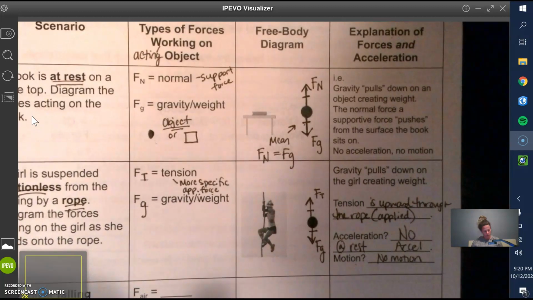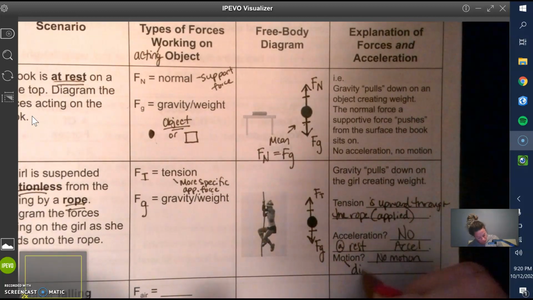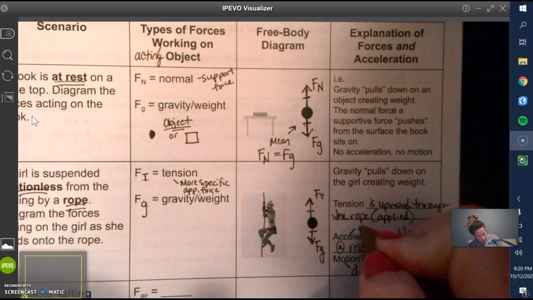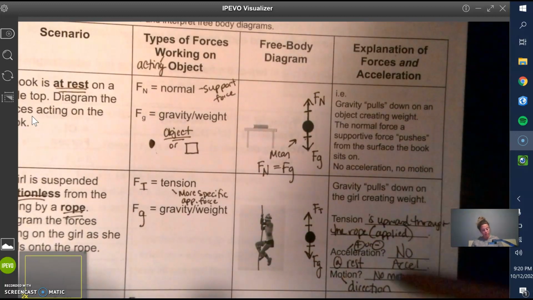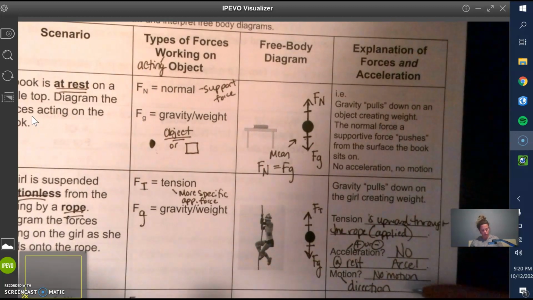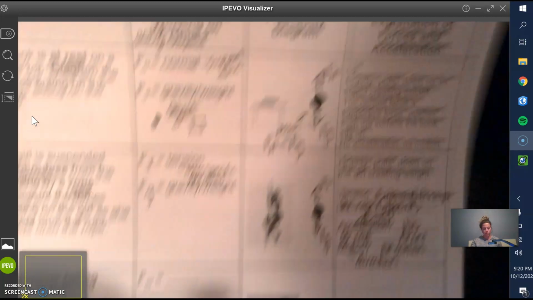Okay, so I'm going to put this for motion, direction. And the acceleration, we can say, is either positive or negative at times. Now, in both of these examples, we did not have acceleration, right? There's no acceleration and there was no motion. So let's take a look at this next one. Maybe we have some motion or acceleration.